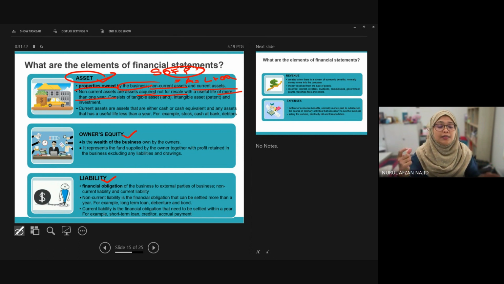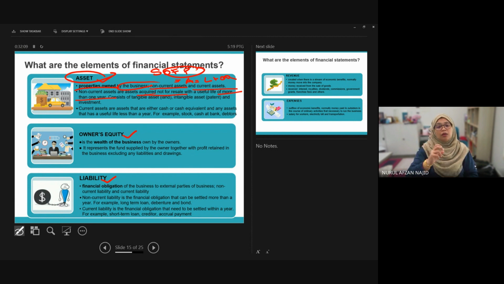And another one is investment. Kalau you buat pelaburan, itu dipanggil sebagai non-current asset. Sebab pelaburan ini, bila you buat pelaburan, dia akan dapat dividen. From dividen itu, you gunakan untuk you running the business. Okay, so itu non-current asset. Again, ingat, non-current asset is not for resale. Ada 3 iaitu tangible, intangible dan juga investment.